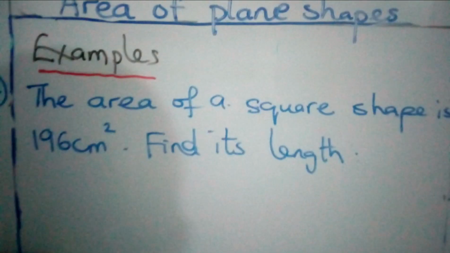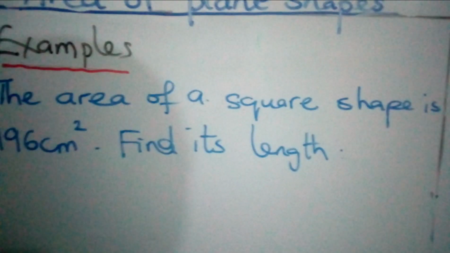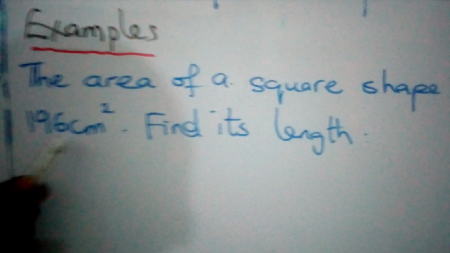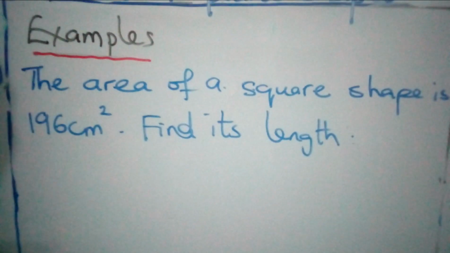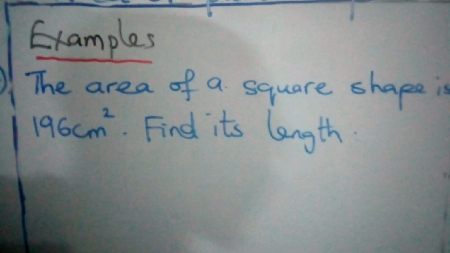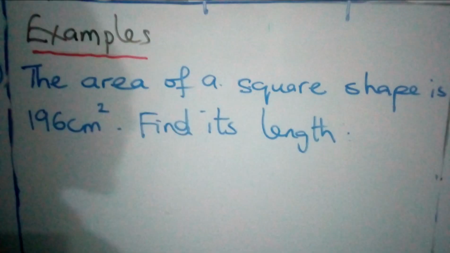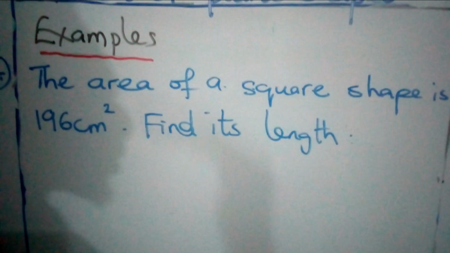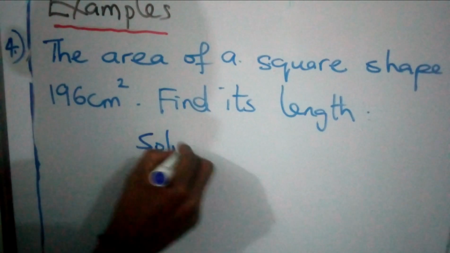Alright, example 4 is taking a new dimension now. You can see the area of a square shape is 196 centimeters squared. Find its length. Now if you look at this question very well, the shape considered here is a square, but in this case area is given and you have to find the length. This is like the opposite of what we did earlier, the first example we did. So what you do is, solution.